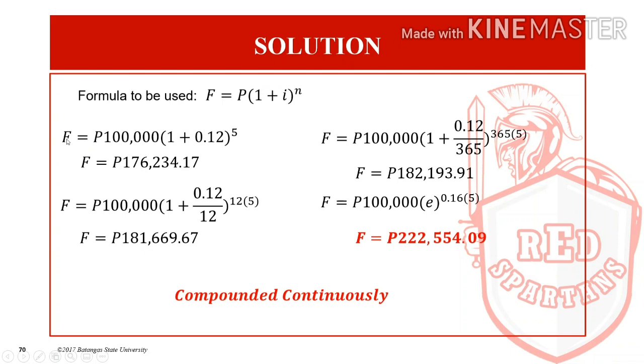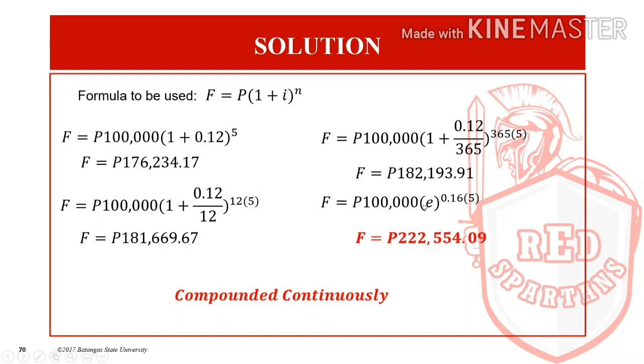So yan, kukunin mo muna yung accumulated value for compounded annually. So 100,000 multiplied sa 1 plus 0.12 raised to 5. Ang value niya is 176,234.17. So meaning yung kanyang interest ay 76,234.17. Therefore, then for monthly, ito yun, 181,669.67. So, meron naman siyang 81,669.67 na interest. Then, for daily, yung accumulated value niya is 182,193.91. Yung kanyang interest is 82,193.91.